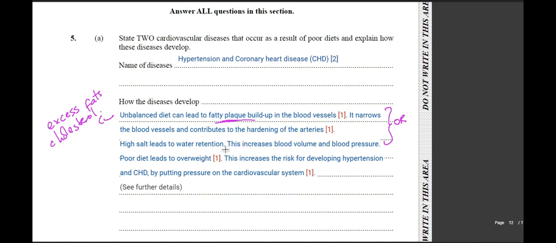So this here would be also 2 marks, 1 mark here and 1 mark here, right? So all of that you can use in your answer.